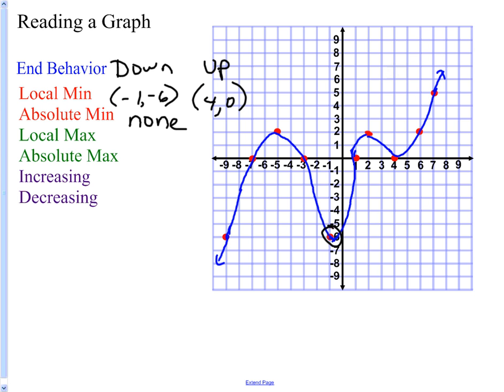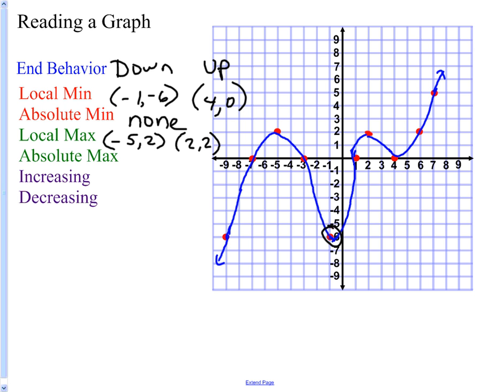Local max, that's the little high spots. Everybody be ready. I'll call on somebody. Chaz. Negative 5, 2 is correct. And let's go into the back. We'll go with Garibaldi. Good.